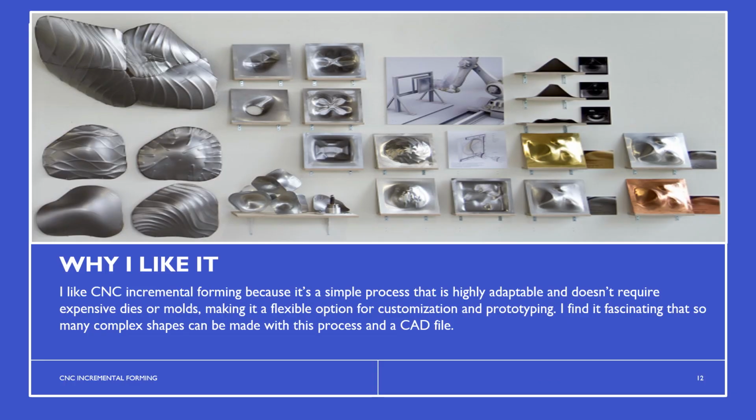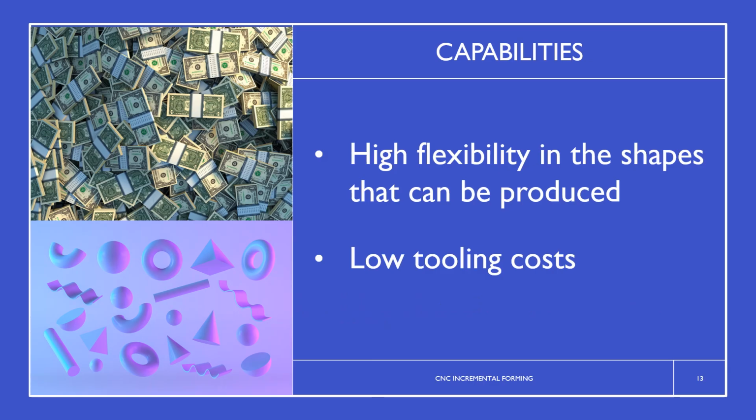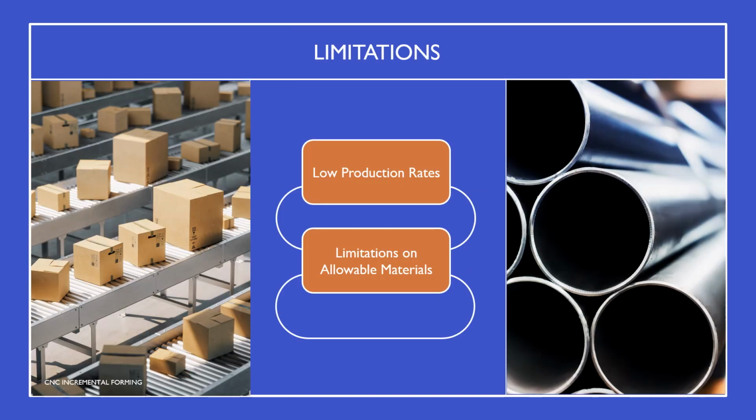I like CNC incremental forming because it's a simple process that's highly adaptable and doesn't require expensive dies or molds, making it a flexible option for customization and prototyping. I find it fascinating that so many complex shapes can be made with this process and just a CAD file. The main capabilities and advantages of CNC incremental forming compared to other methods are the high flexibility in shapes that can be produced and the low tooling costs. The main drawbacks include low production rates and limitation on allowable materials. Most incremental forming is performed on aluminum alloys with very high formability.